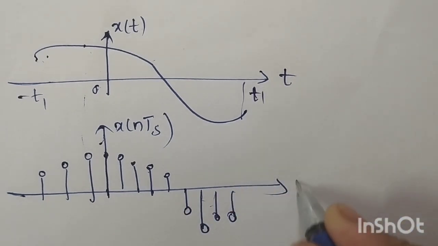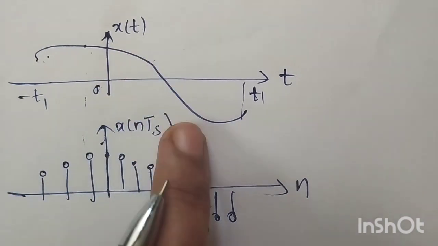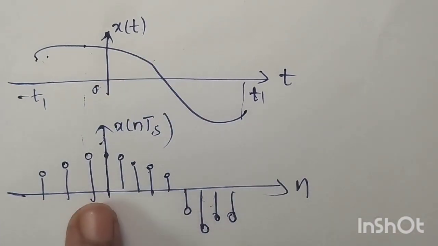Randomly we cannot take a sample. Some criteria is there. As I already said, what is the difference between continuous and discrete? In a continuous time signal, amplitude will be existing at each and every instant of time. For a discrete time signal, it's not like that. Amplitude will be defined only at regular intervals of time.